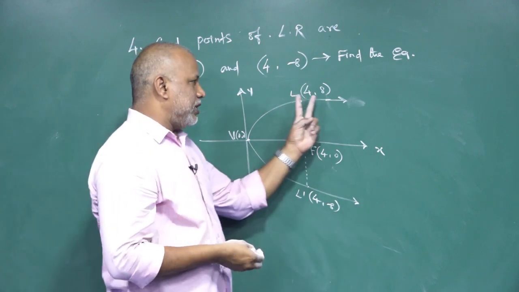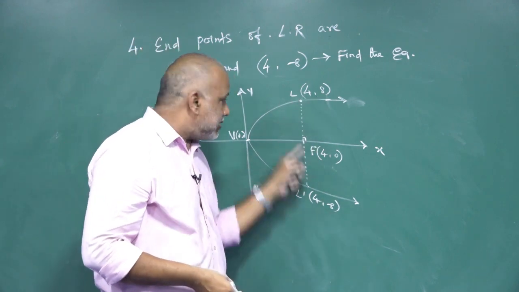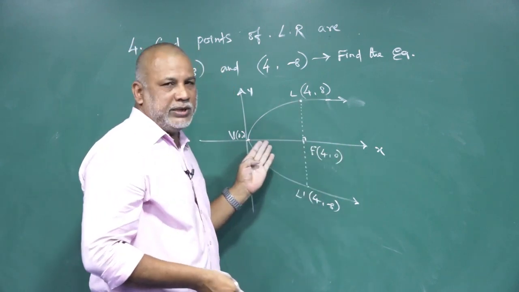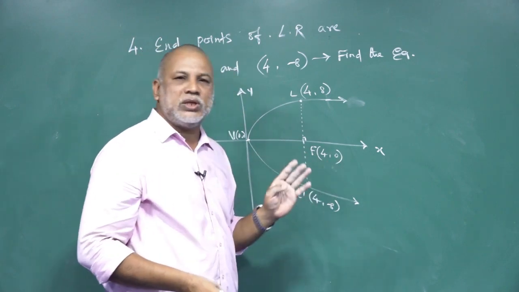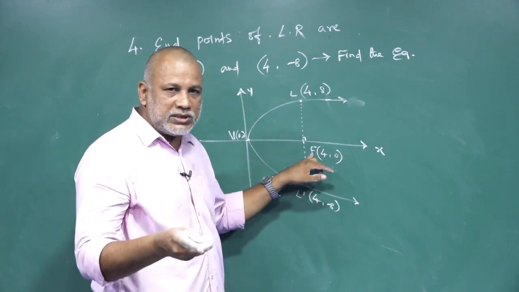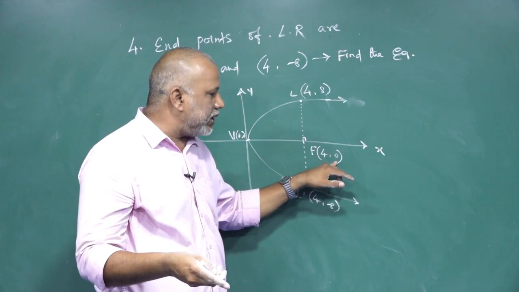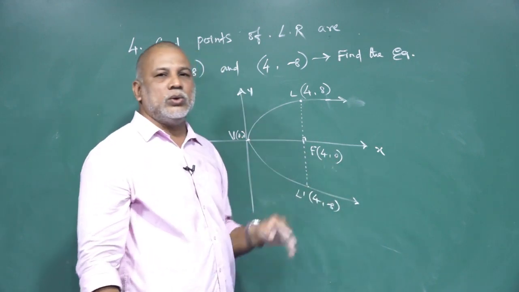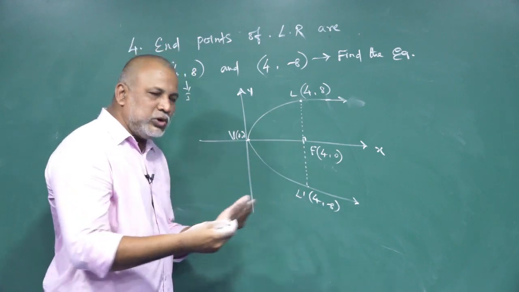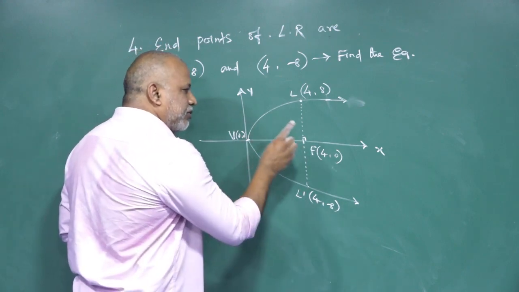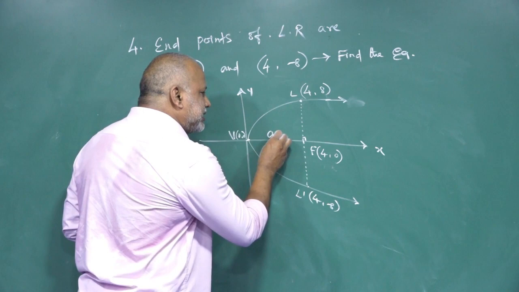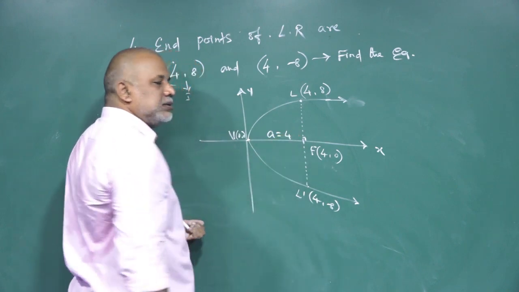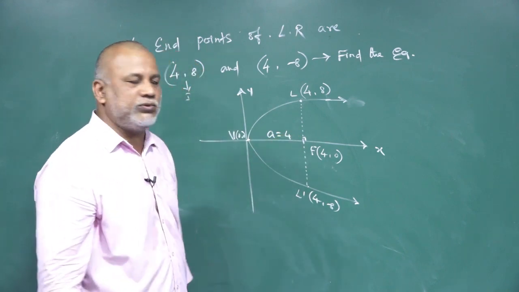Why? Here (4, 8), here (4, -8). This line must be perpendicular, so it must pass through F. F means the focus. The focus must be (4, 0). Why 0? It is on the x-axis. That means (4, 0). From this diagram, we are able to identify. See vertex, focus. Then a must be the distance, here 4 units. a must be the distance of 4 units.